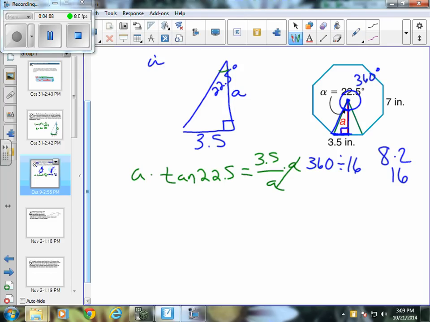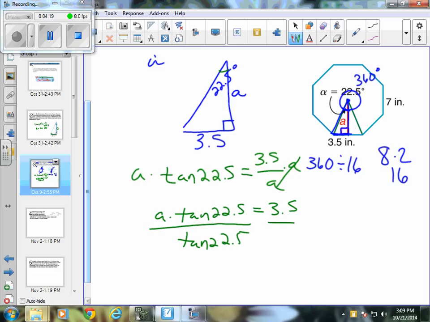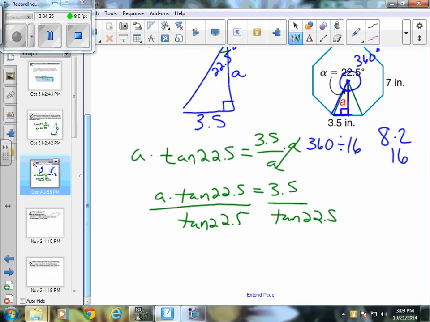We'll cancel over there. So A times the tangent of 22.5 is equal to 3.5, and we're going to go ahead and divide. So divide by tangent of 22.5. And we should be good to go. So your A value, or your apothem, would be 8.4, and that was in inches.